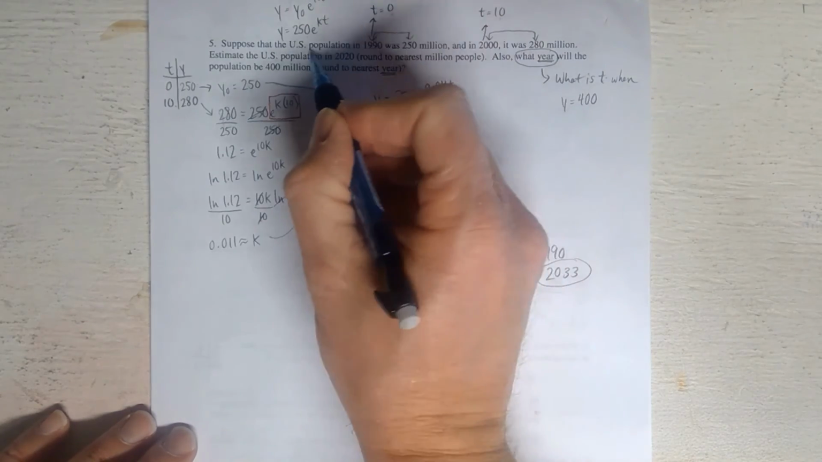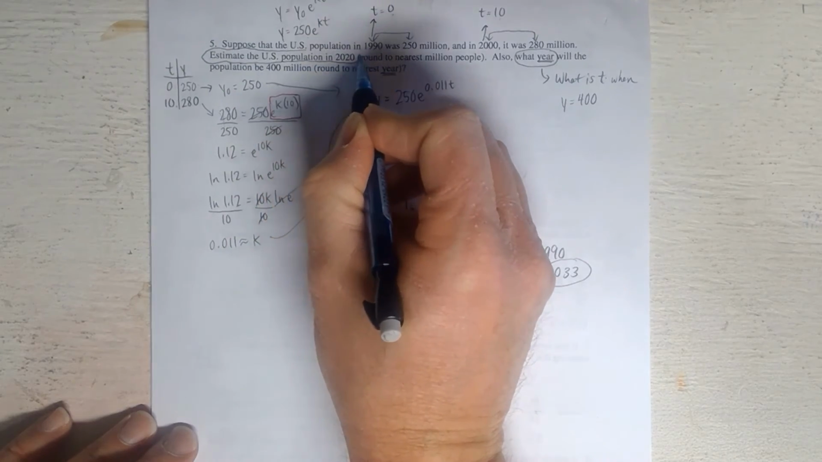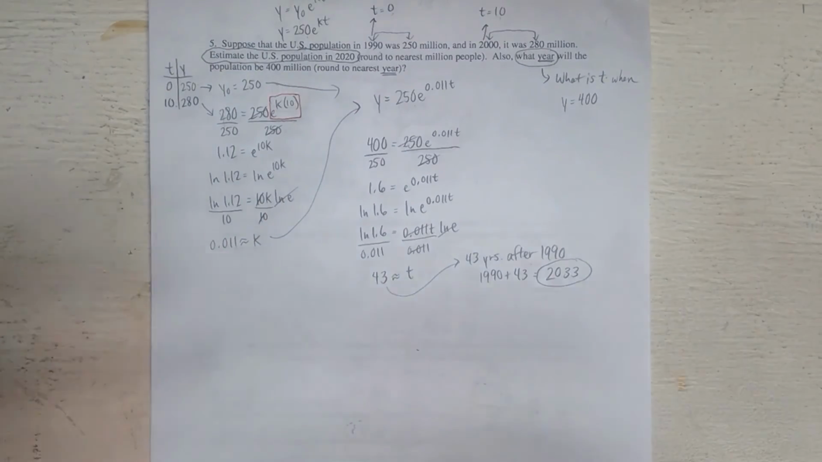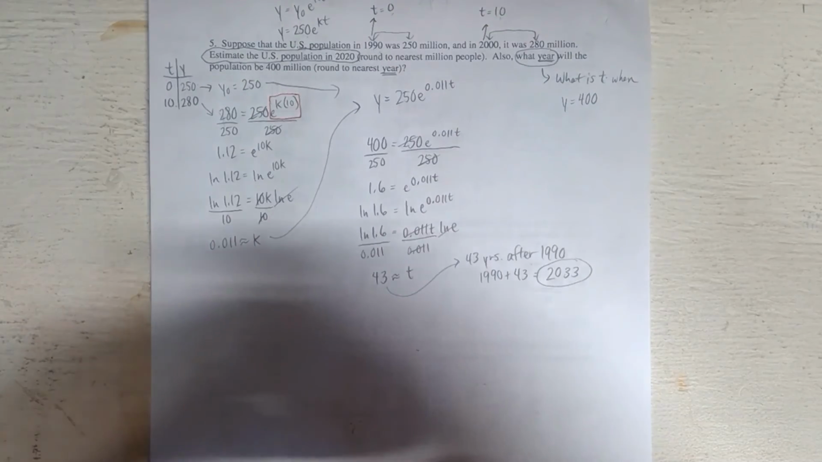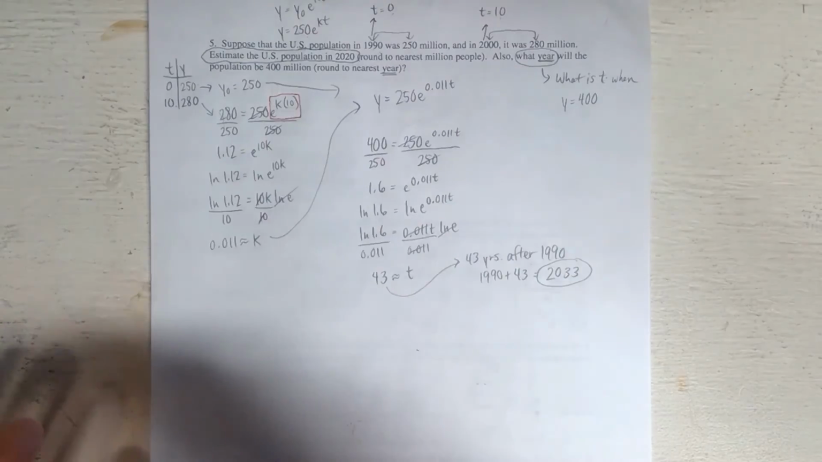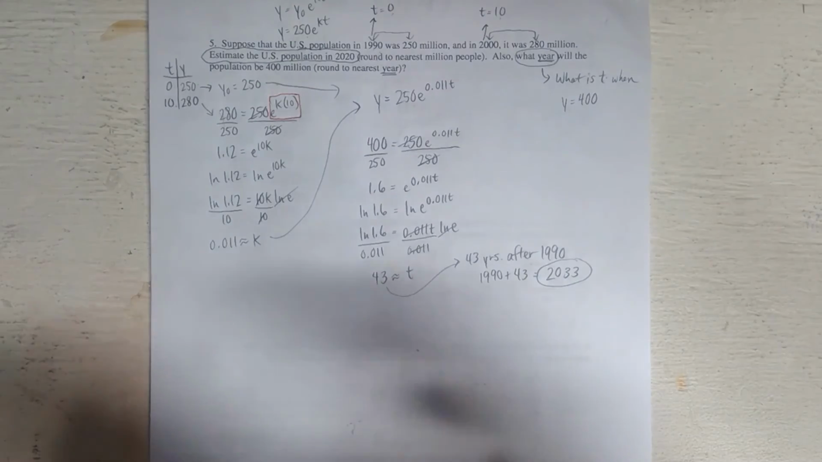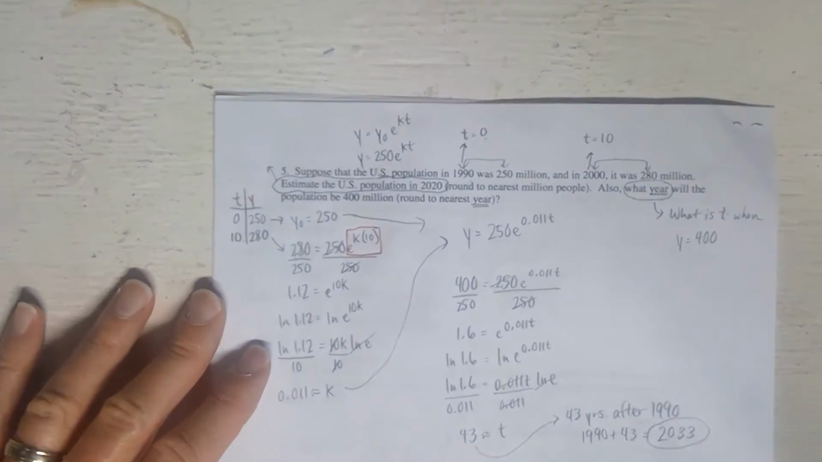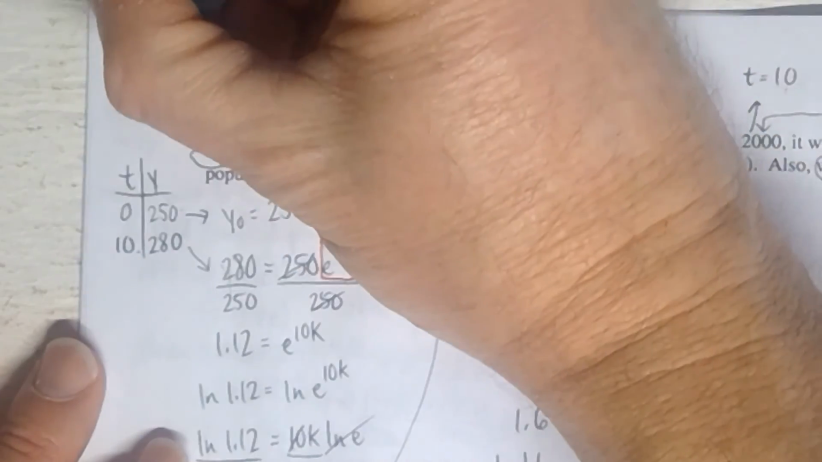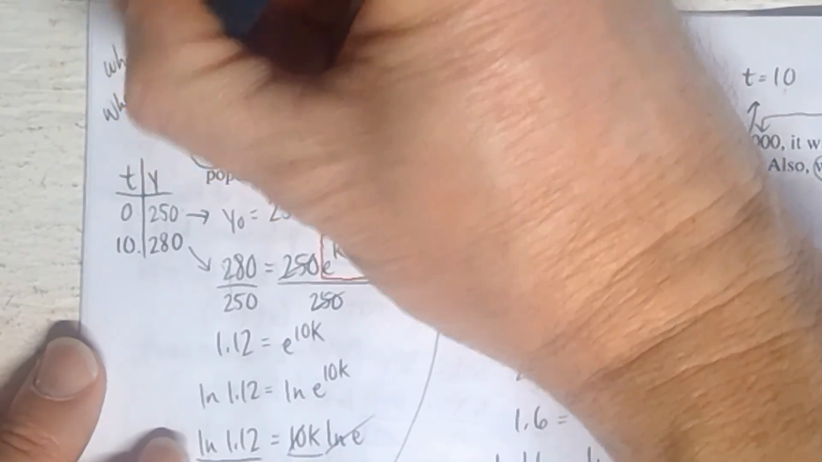So what are they asking for here? They're saying that they want to figure out the population. Remember, population is Y, just like the radioactive substance was Y. It's the thing that's growing as opposed to decaying. But whether it's growth or decay, in this section where we talk about exponential growth and decay, that is going to be your Y. And so what they want to know right here is, what is Y when we're in the year 2020?